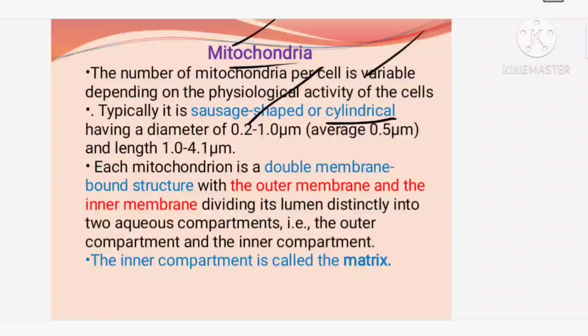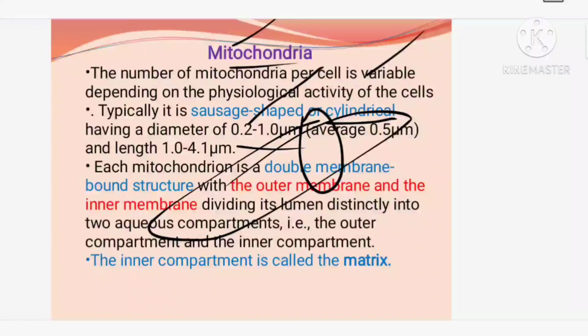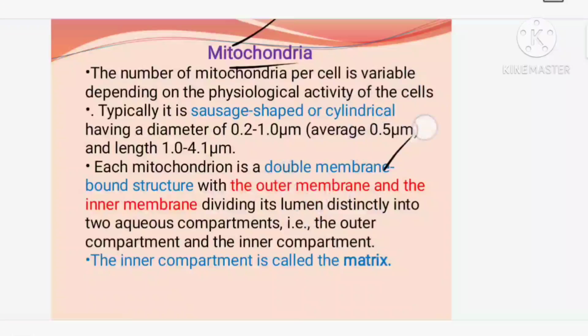Thereafter, what is the diameter? When you see, it's 0.2 to 1 micrometer, and another one is the length. So when you are seeing, the length is about how much? It is 1 to 4.1 micrometer. Okay, and it is double membrane. I told you they are made up of two membranes, right? Outer and the inner membrane, dividing its lumen distinctly into two aqueous compartments. There are two fluid filled structures. One is the outer compartment and the inner compartment.